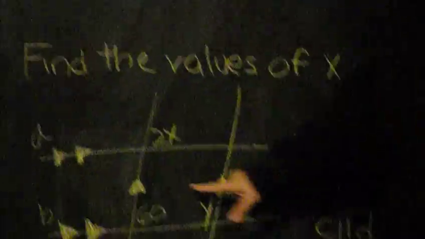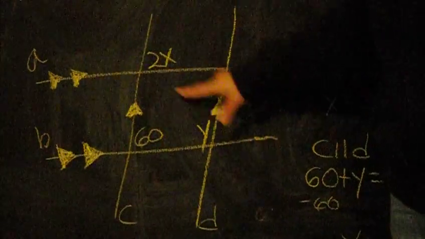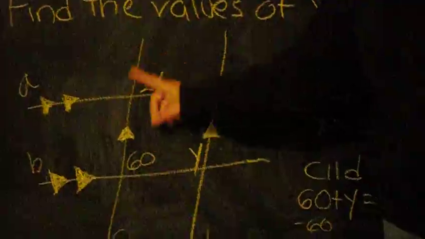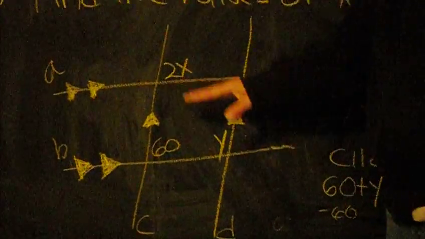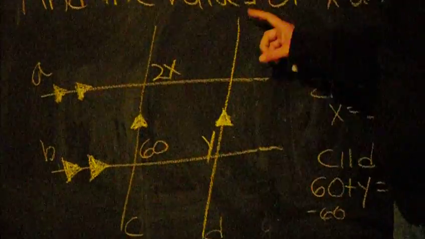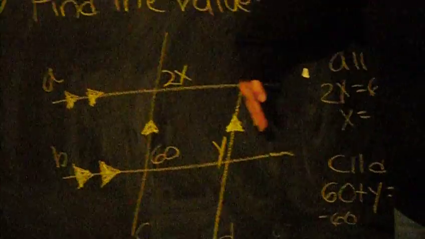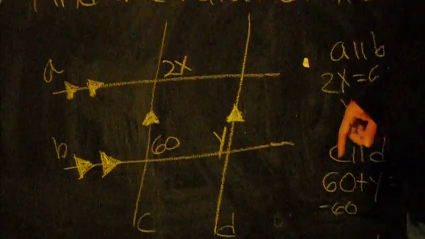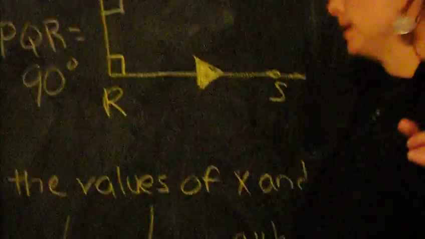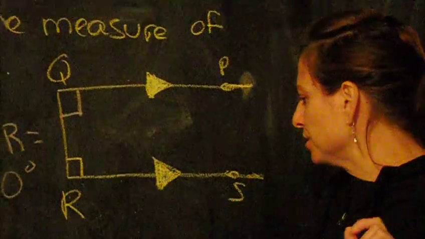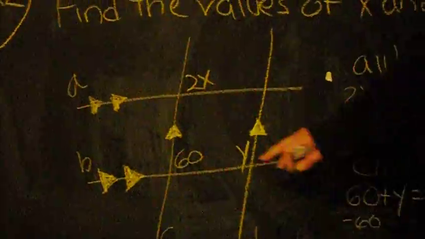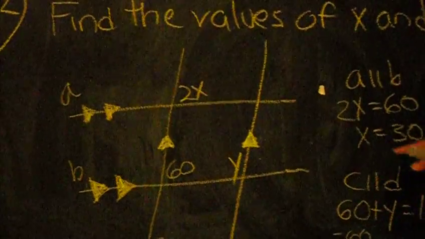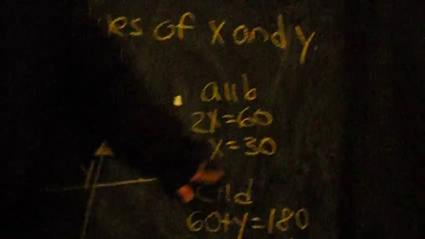Okay, find the values of X and Y. So this diagram, by these two lines right here, tells you that D and C are parallel. A and B are also parallel with each other. This is a transversal, this is a transversal, and these parallel lines are also transversals. By the theorem that we just learned, corresponding angles are congruent. So if 2x and 60 are congruent, then we can say 2x equals 60, then x equals 30, okay?